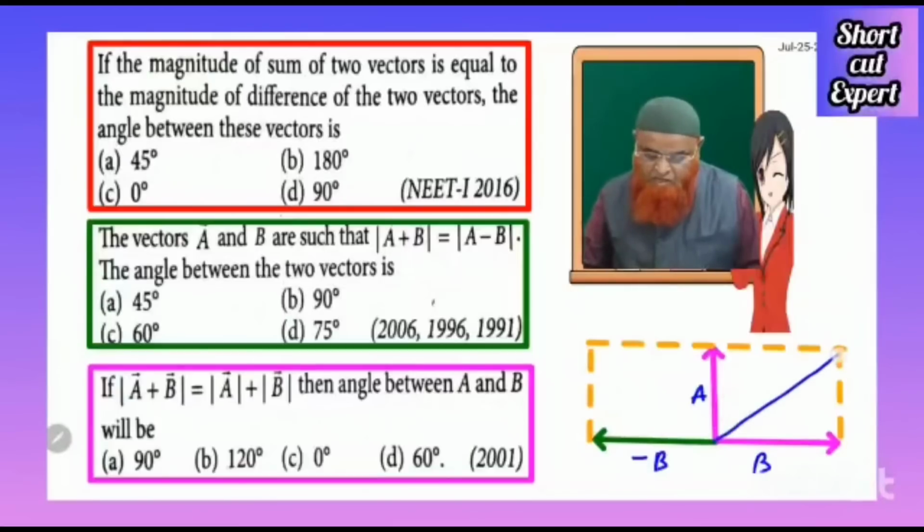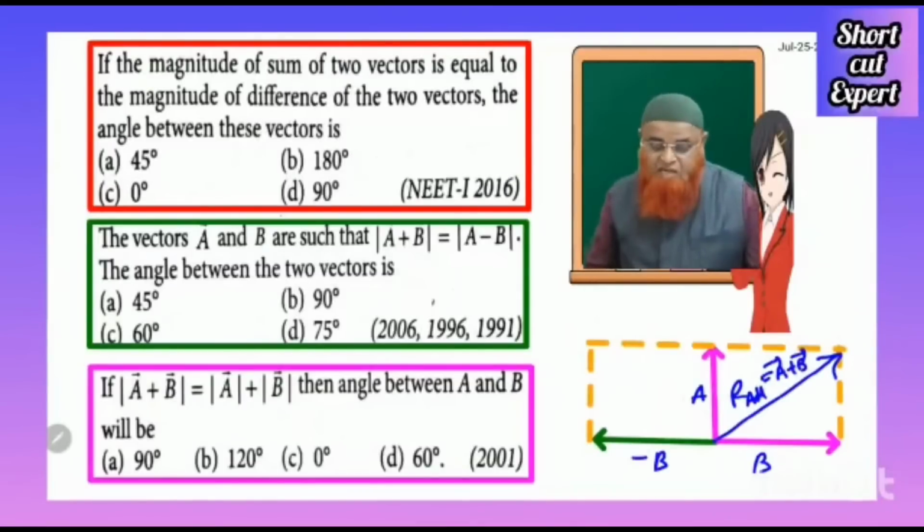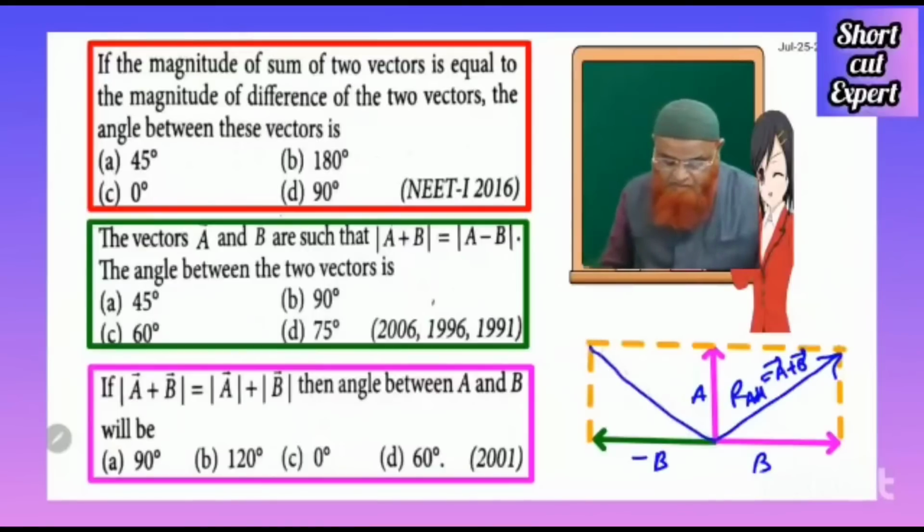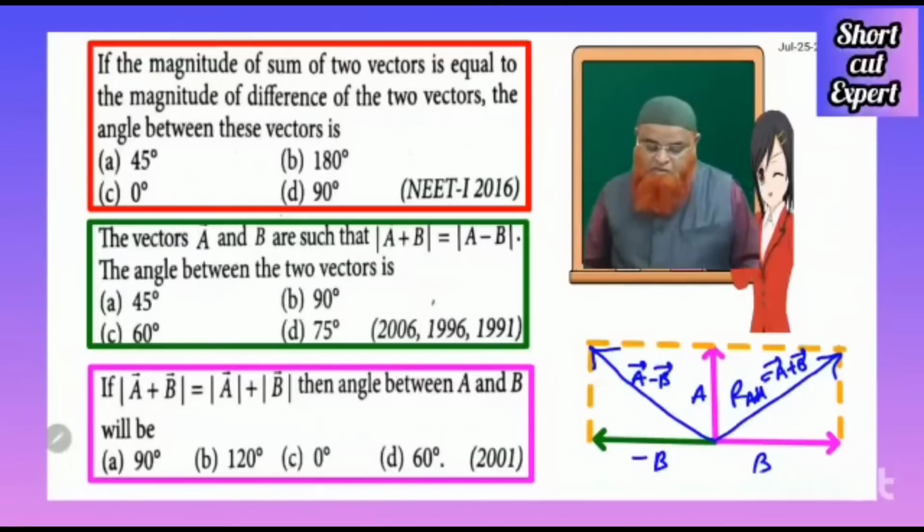Now A plus B is going to be the resultant of A and B, which is taken as R addition. What is the resultant of this A bar and minus B bar? This is going to be the resultant, and that is taken as A bar minus B bar. So this is the resultant, which is called R subtraction.